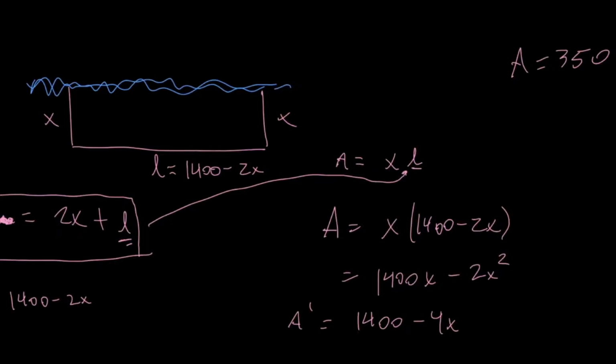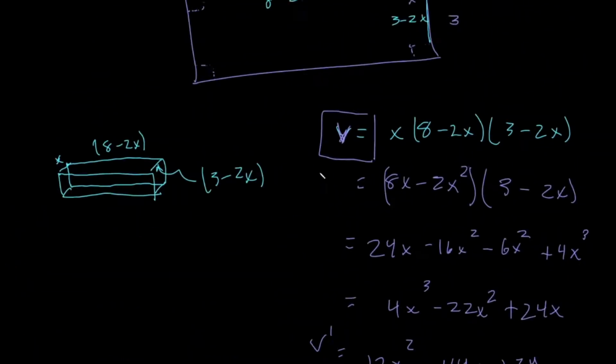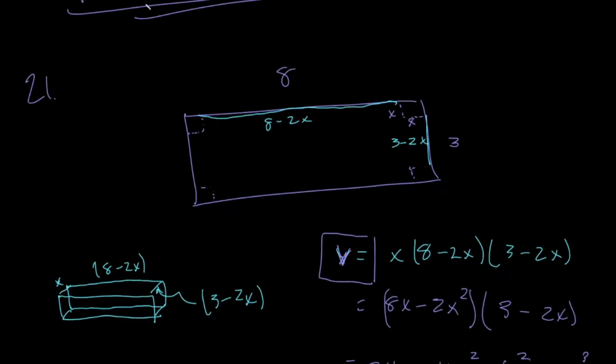So you're asking why is this minus 2x? This is a different type of problem from before. The reason that these dimensions are minus 2x is because we're cutting these 2 squares from each side. So the width is initially 8, but we're cutting out 2 squares of width x, so that's why the remaining width is 8 minus 2x.